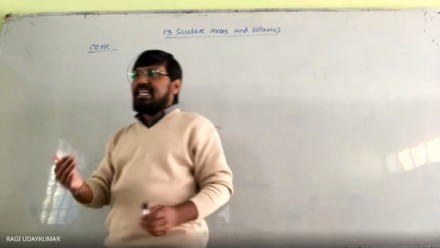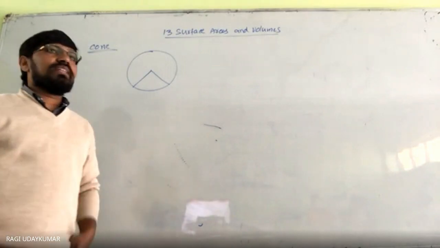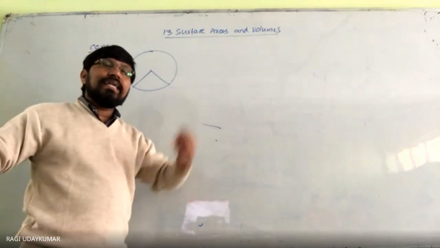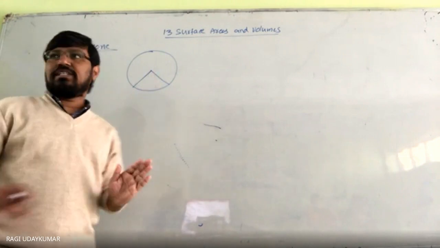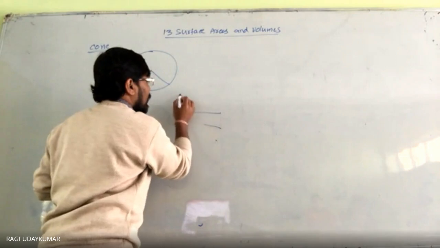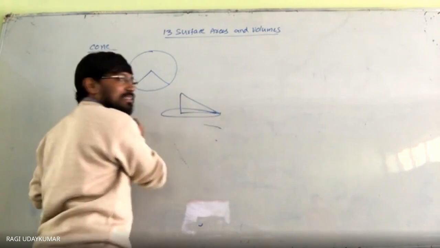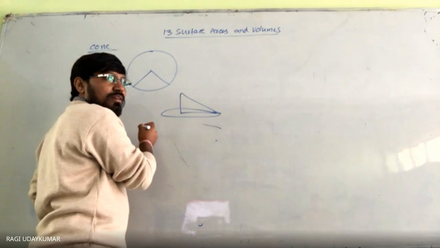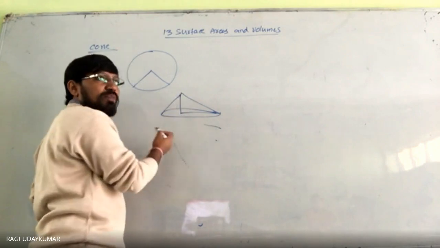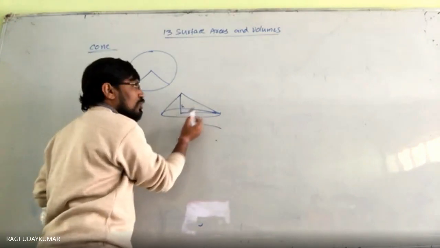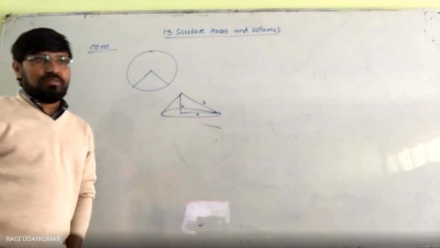Cone curved surface area. A cone is formed when a right angle triangle is moved around the axis of one of its sides, the height, like this. It is moving like this, and this is the cone shape you get. This is called the height of the cone, this is called the slant height, and this is the radius of the base of the cone.